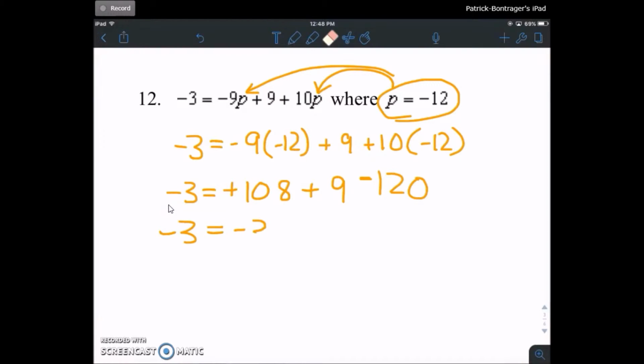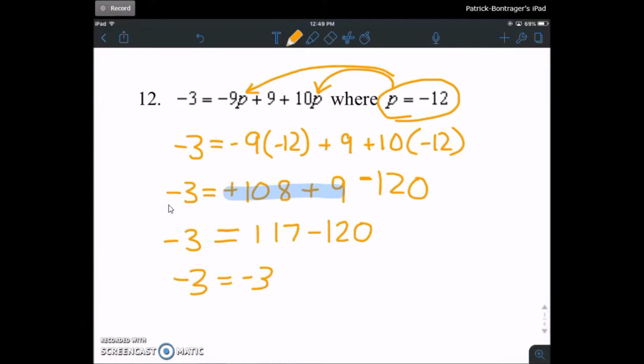Oh, let's go through that. Okay, so let's do order of operations again, all addition. So we're going to work left to right. So 108 plus 9 is equal to 117. And 117 minus 120 is -3. So those are equal. So -12 is a solution.